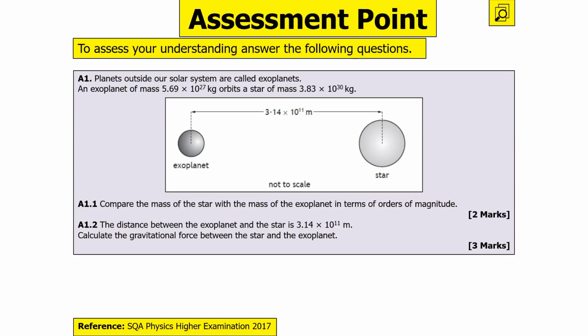The next question says, planets outside our solar system are called exoplanets. An exoplanet of mass 5.69 times 10 to the 27 kilograms orbits a star of mass 3.83 times 10 to the 30 kilograms. Compare the mass of the star with the mass of the exoplanet in terms of orders of magnitude, and then the distance between the exoplanet and the star is 3.14 times 10 to the 11 meters. Calculate the gravitational force between the star and the exoplanet.